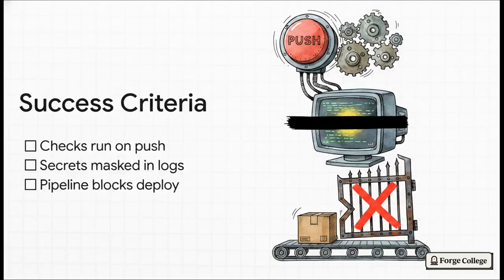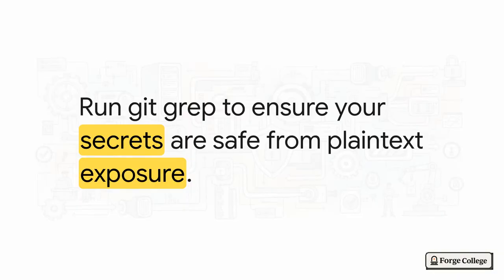Here's a super quick, practical tip for auditing your codebase. Just run a simple git grep command in your terminal, searching for your deploy key. If you get an empty search result back, well, you can breathe a huge sigh of relief. It proves your secrets are totally safe from plain text exposure in your files.